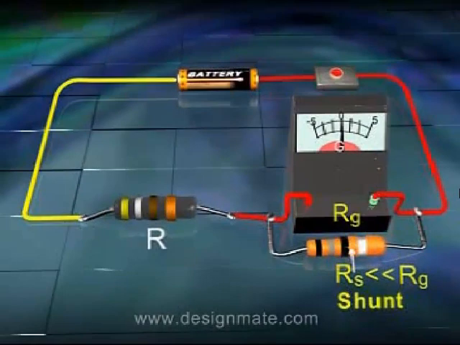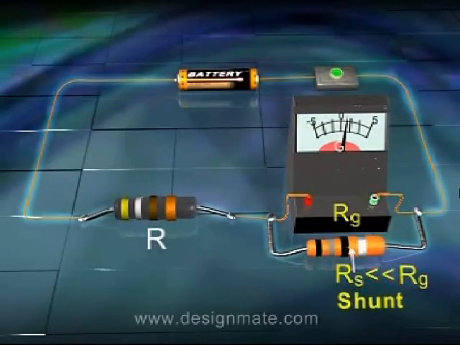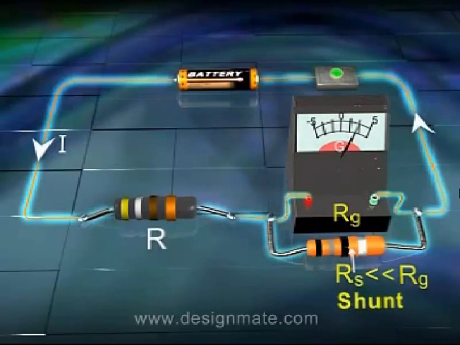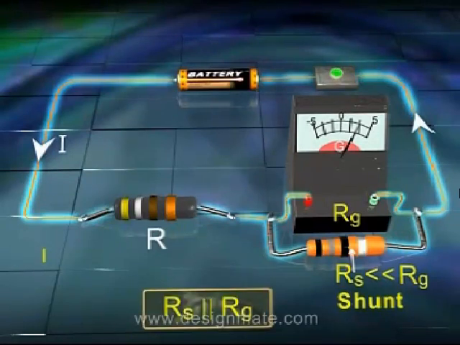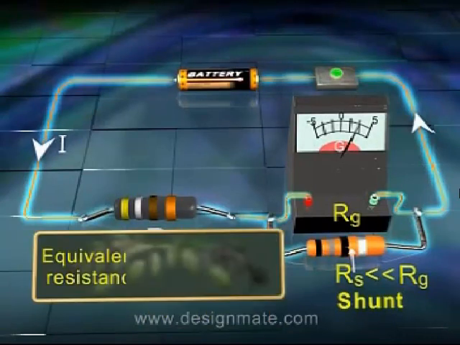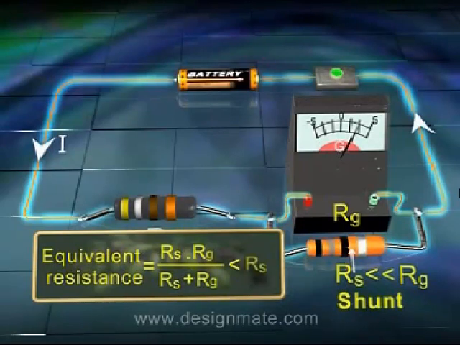The resistance of the shunt being much smaller than that of the galvanometer, most of the current passes through the shunt and the possibility of damage to the galvanometer is avoided. Further, the shunt and the galvanometer being in parallel, the equivalent resistance of the combination is even lower than the resistance of the shunt. Thus, the above-mentioned difficulties are removed.